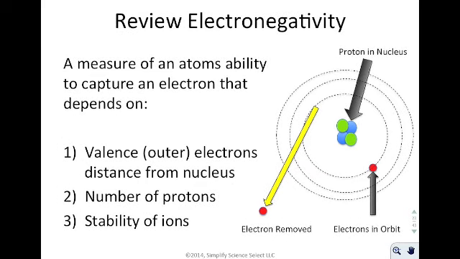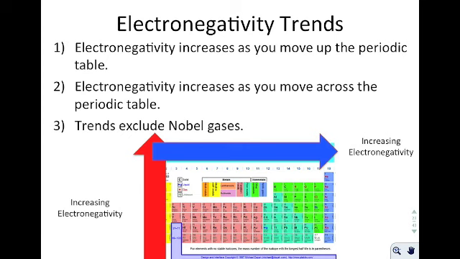Electronegativity is a measure of an atom's ability to capture an electron. It depends on everything we talked about as far as Coulomb's law and effective nuclear charge. So it's the tendency of something to want to capture an electron in a bond or pull it closer to itself. You should know that the electronegativity trend goes up and to the right with increasing electronegativity, and that the most electronegative element is fluorine.